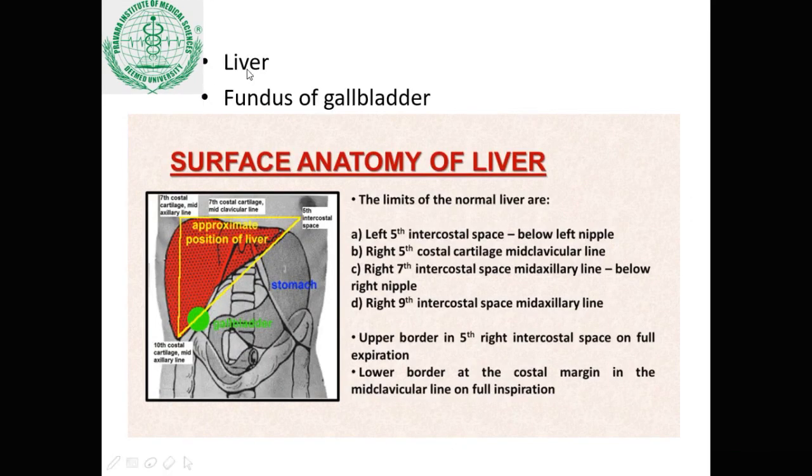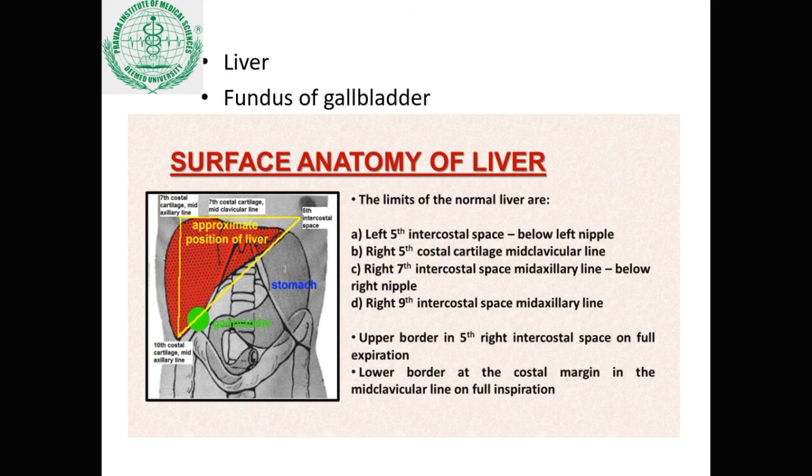Now for the liver, it has the upper, right and the lower border. Now for the upper border, mark the xiphisternal joint. Then put another point a little below the right nipple, and the third point a little below and medial to the left nipple. So this will become the upper border of the liver.